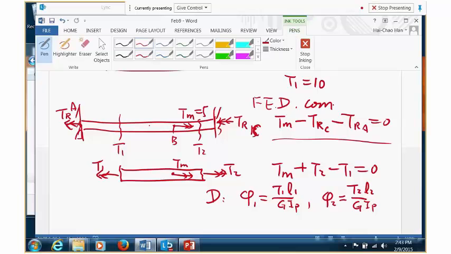Okay, now, what's phi 1 here? It's a rotation angle of this segment, right? What's phi 2 here? It's a rotation angle of this segment, right? It's the AB segment rotation, and the BC segment rotation. Okay, so how are they related?